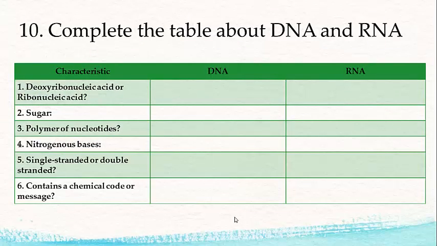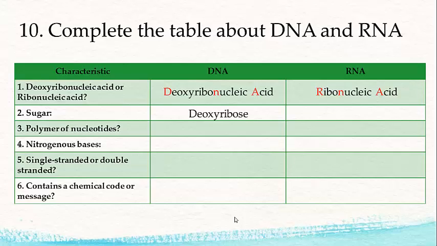Next question is to complete a table about DNA and RNA. So DNA is deoxyribonucleic acid. That's where DNA comes from. And RNA is ribonucleic acid. The sugar for DNA is going to be deoxyribose, and for RNA it's going to be ribose. So they're both ribose sugars, it's just that DNA is deoxyribose. What that means is that deoxyribose is missing an oxygen.